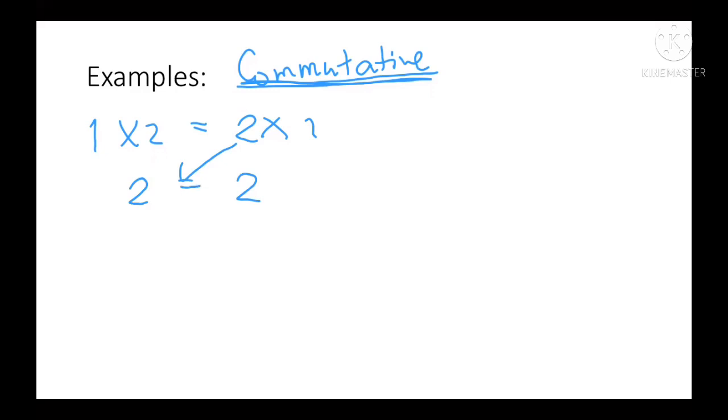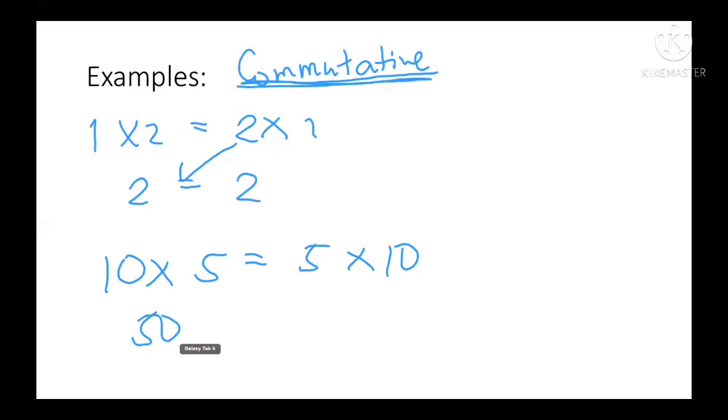Another one. What if we have 10 times 5, 5 times 10? This is also a commutative property. Even though I interchange their places, they still have the same answer. We have the same answer, 50, correct?